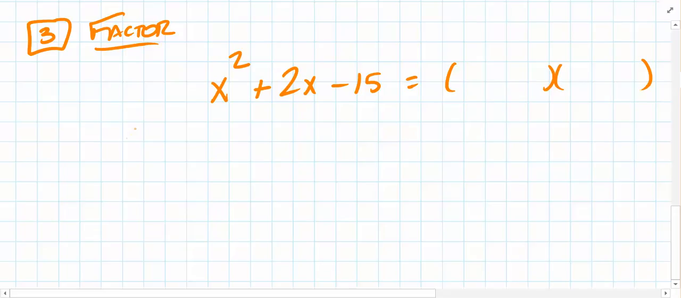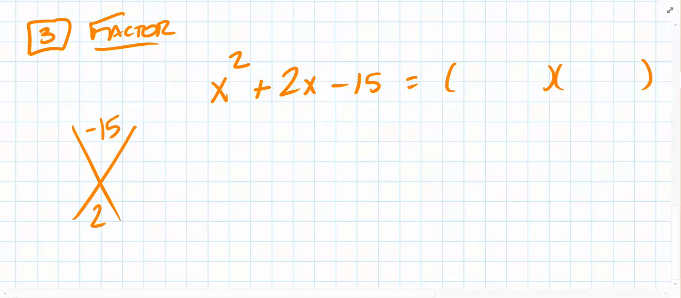So what number goes on the top? No, not 15. Negative 15. That's the number that goes on top. That's the C value, right? What number goes on the bottom? 2. Very good. Who's got it? What two numbers multiply to 15? 5 and negative 3. Yeah, I know 5 and 3 do, right?